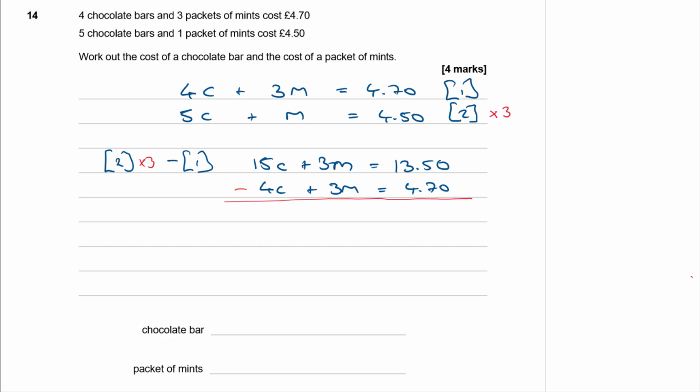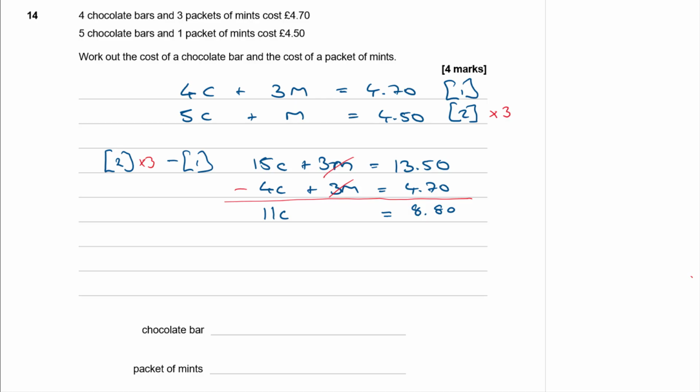Okay, so then 15c take away 4c is going to give me 11c. 3m take away 3m, well that cancels out. That was the whole point of doing this. I've eliminated m now. And then I've got £13.50 minus £4.70. So 50 minus 70, I'm going to have to borrow a pound and make that 80. And then 12 take away 4 is 8. So I'm left with £8.80.